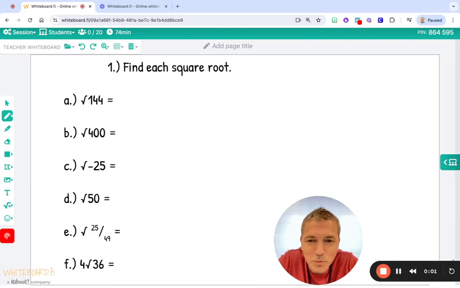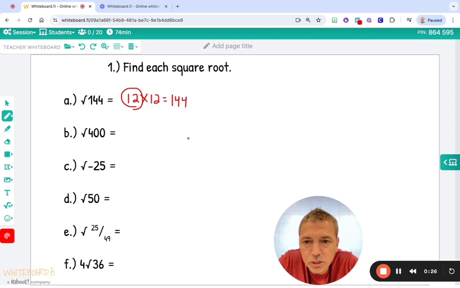Hey guys, let's answer question number 1 here. Find each square root. So this little symbol is called a radical symbol. The square root of 144. That means what number times itself makes 144? Well, most of us know that 12 times 12 makes 144. So the square root of 144 is 12, right?